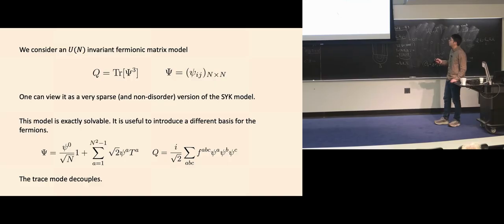Since the fermion field psi transforms in the adjoint, you can decompose it into the basis labeled by these SU(N) generators. So there is a piece that is the trace mode, proportional to the identity, and then there are these N squared minus 1 additional fermions psi^A. And in this basis, the supercharge takes a very elegant form. It's basically the structure constant of SU(N), f^{ABC}, contracted with the fermions psi^A, psi^B, psi^C.